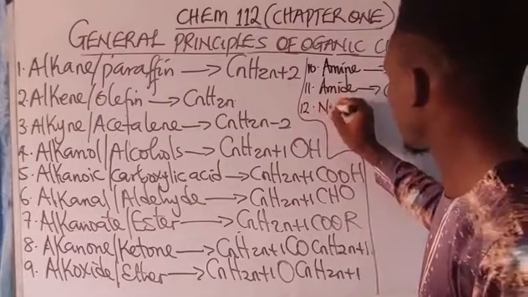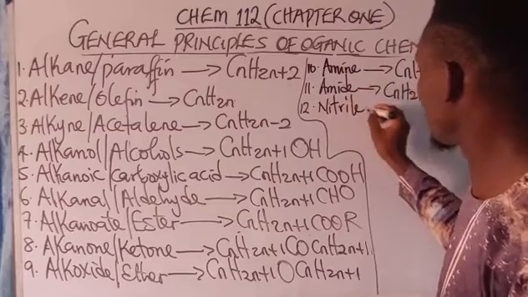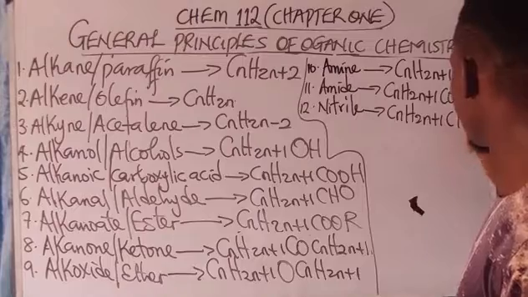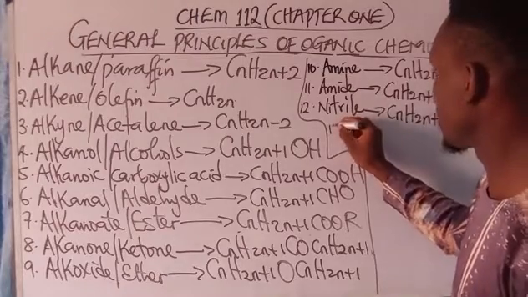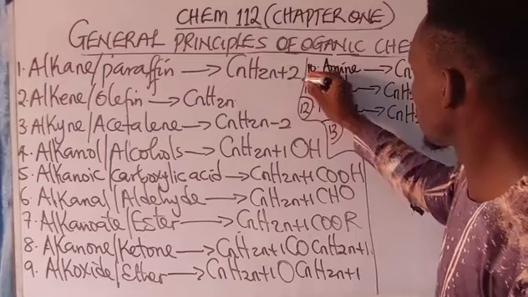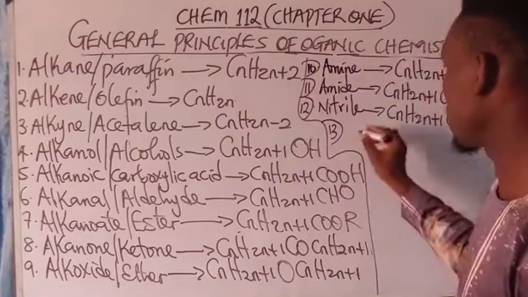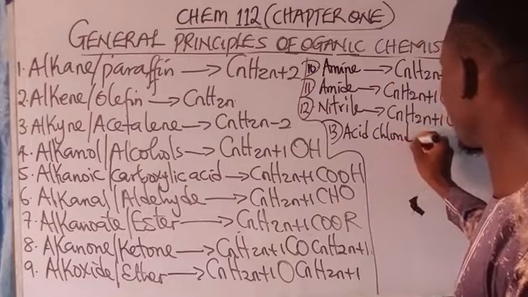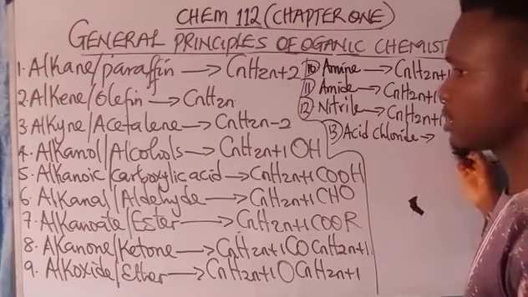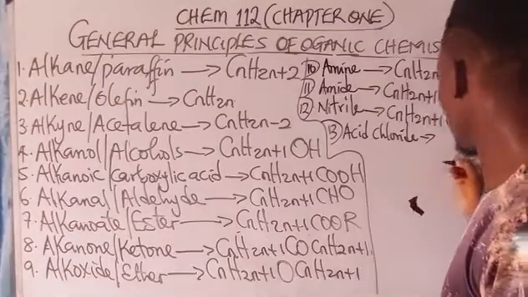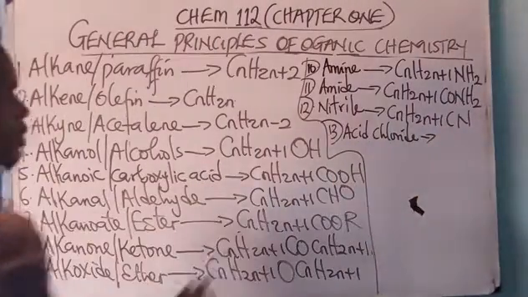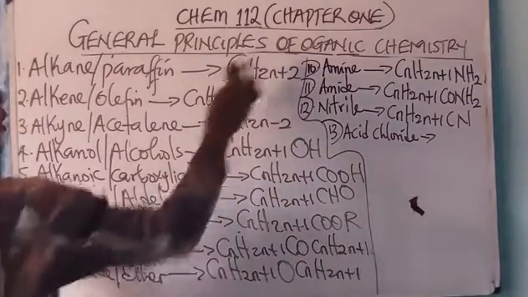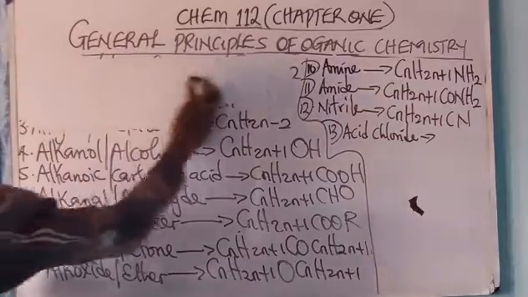Number 12, I have nitrile. Nitrile is CnH2n+1CN, that is cyano. Then number 13, I have the acid chloride. Let me bring it this way, please. There's not enough space in that area. I believe all these formulas are entering now.